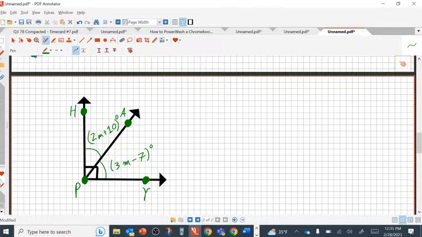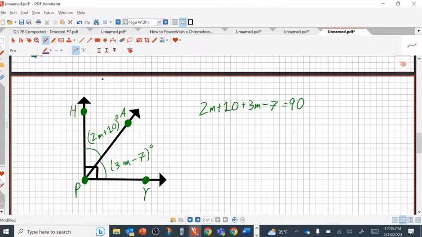These two have to add up to 90, so we're going to do 2m plus 10 plus 3m minus 7. In the interest of time, let me take care of this. That's going to be equal to 90. Why 90? Because together, it makes a right angle right there. Thank you so much, Aubrey.